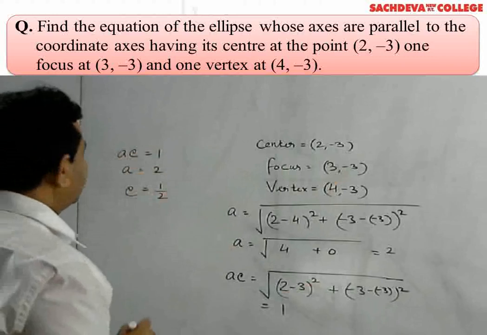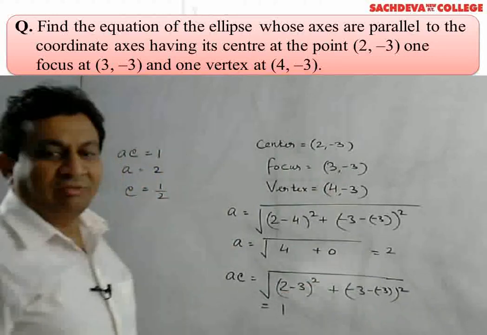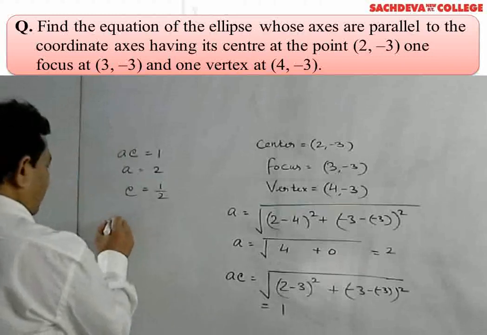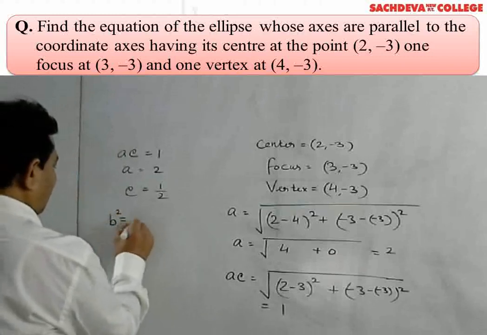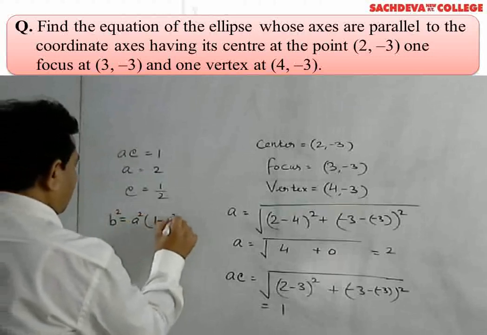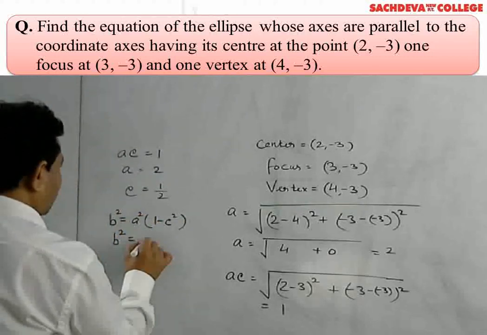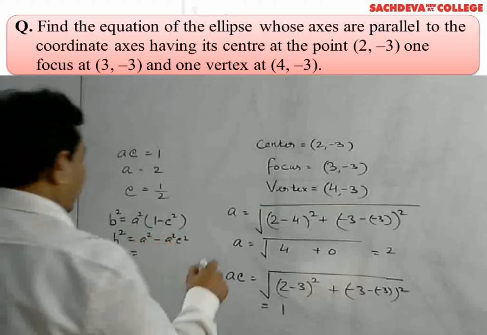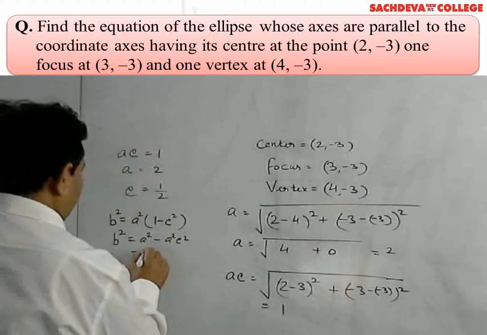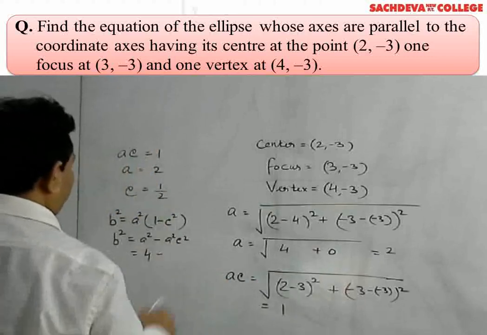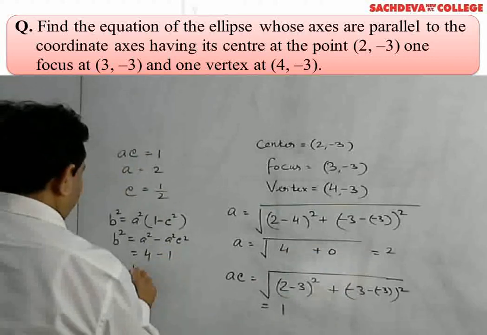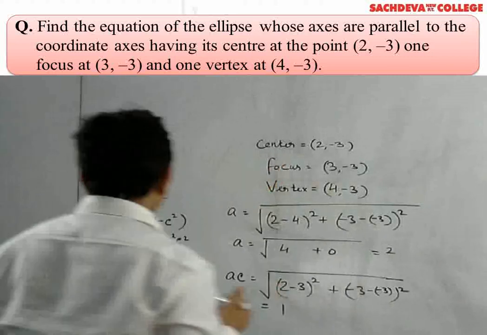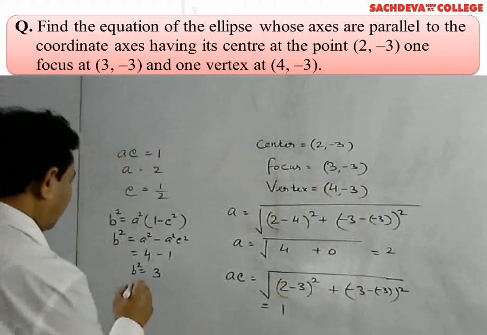It means eccentricity is 1 upon 2 here, but we want to find here equation of ellipse. So using the formula for eccentricity, b square is equal to a square into 1 minus e square, or b square will be equal to a square minus a square e square, or will be, because a is 2, it means a square will be 4 and ae is 1, so ae square will also be 1, so b square is equal to 3. So value of a is 2 and b is under root 3.